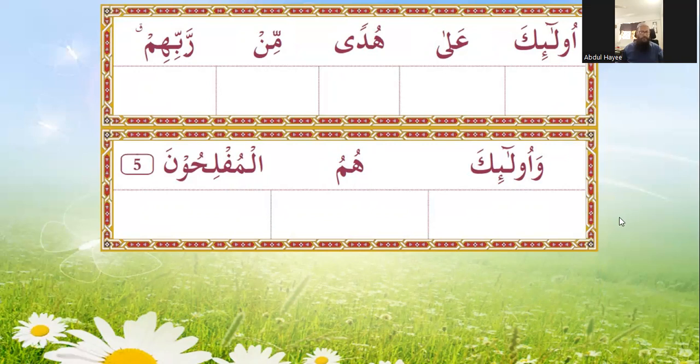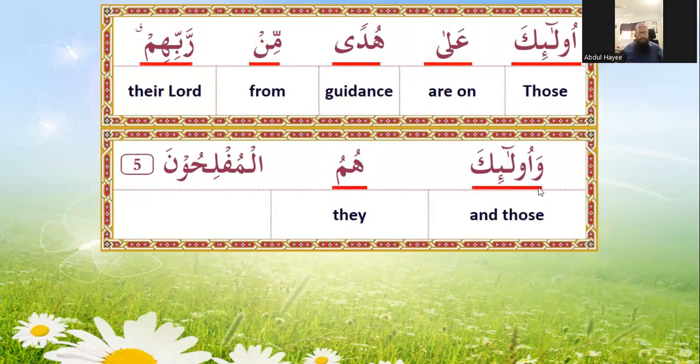We know ulaika is the plural of dhalika. Dhalika means that, ulaika means those. Ala, we know the meaning of ala, which means on. Huda, we have studied this earlier in Surah Al-Fatiha. Min rabbihim, we have studied this. We did the table: rabbuhu, rabbuhum. There we saw rabbuhum have the same meaning. Wa and ulaika we know.